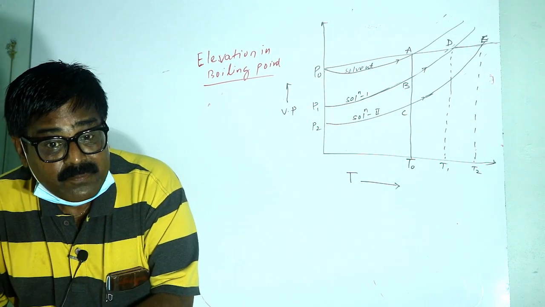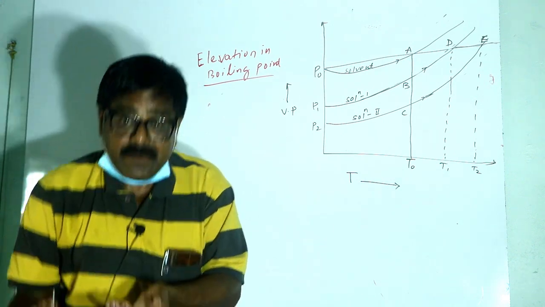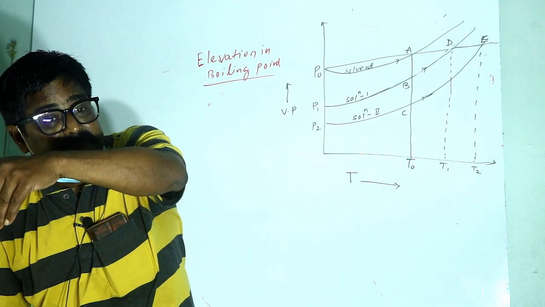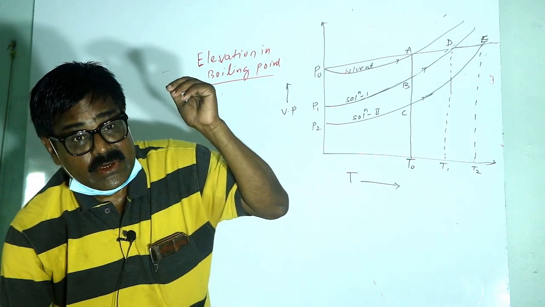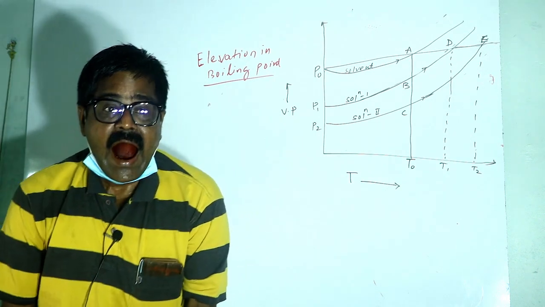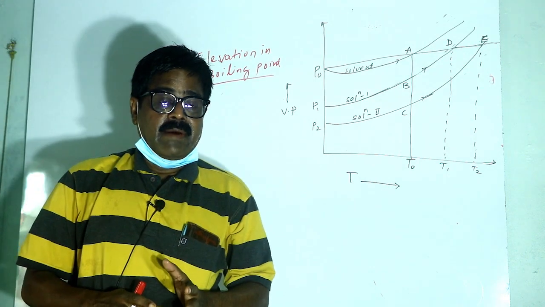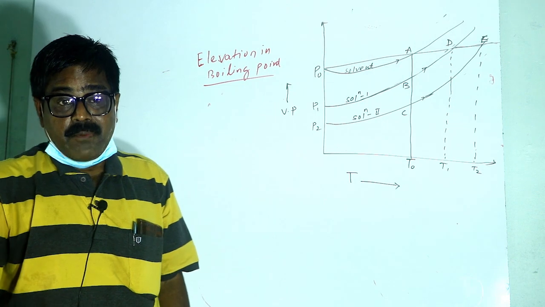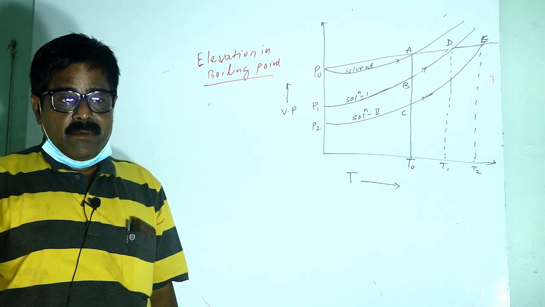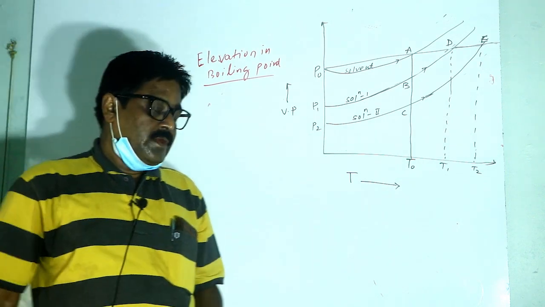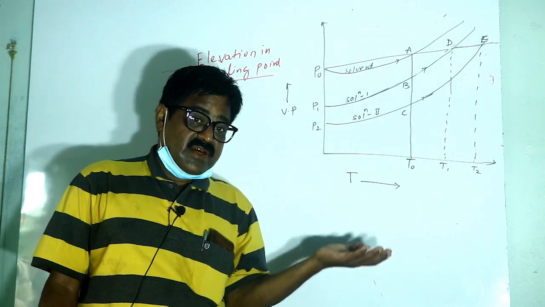When the vapor pressure becomes lesser, then we need a higher temperature to make its vapor pressure equal to 1 atmospheric pressure. So when 1 atmosphere is there, the vapor pressure of the solution is lower, so we need a higher temperature or more heat. Therefore, the boiling point of a solution is always higher than that of the pure solvent. That is why we have this elevation in boiling point.